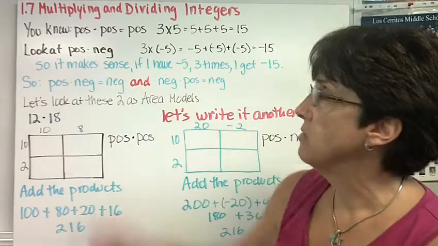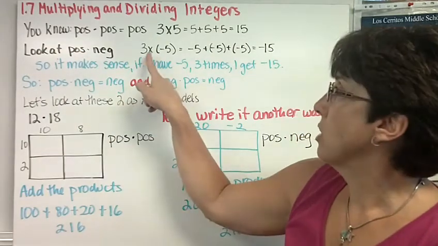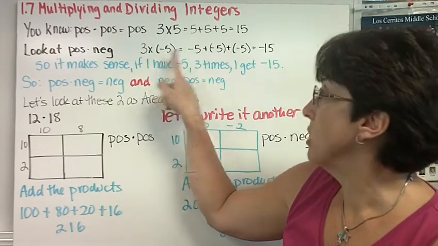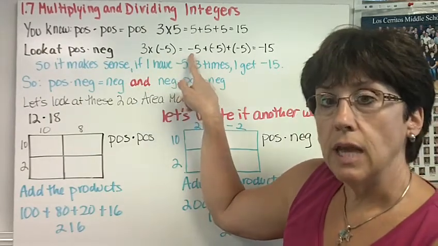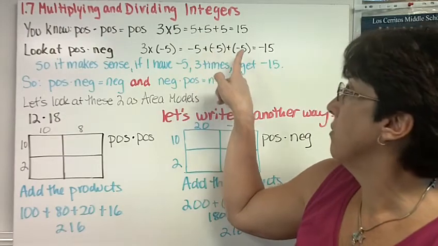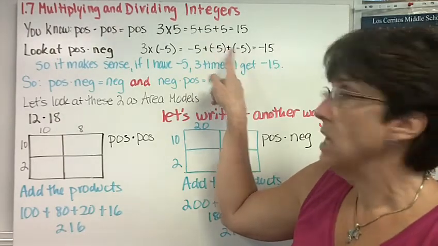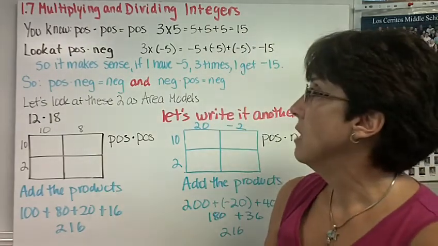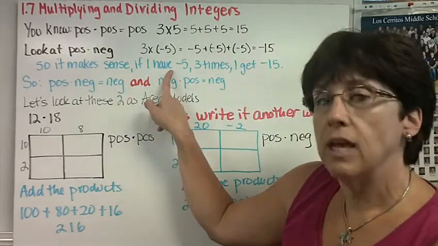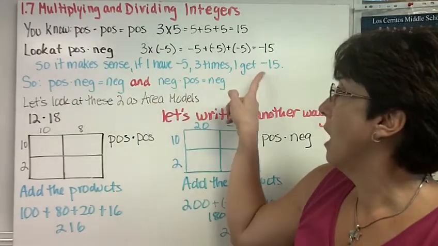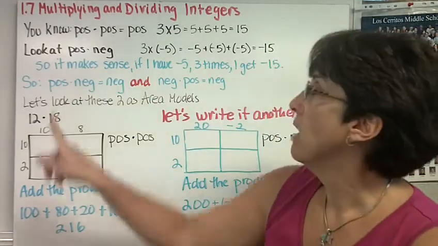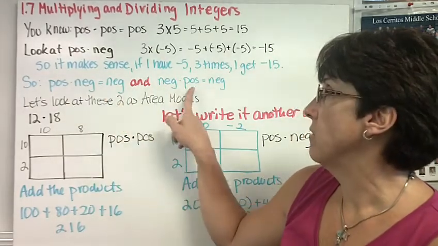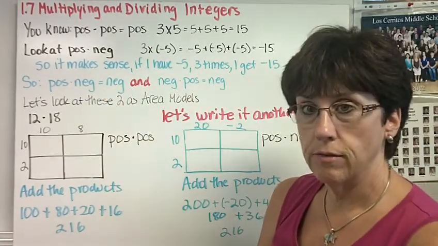Now let's look at positive times negative. Let's look at 3 times negative 5. Well, we could write this as 3 groups of negative 5: negative 5 plus negative 5 plus negative 5. Same sign, sum, negative 15. So it makes sense. If I have negative 5 3 times, I get negative 15. So positive times negative is negative, and in reverse, negative times positive is negative.